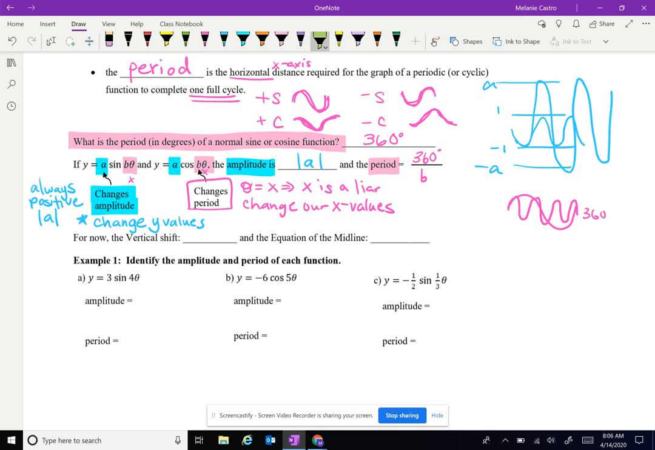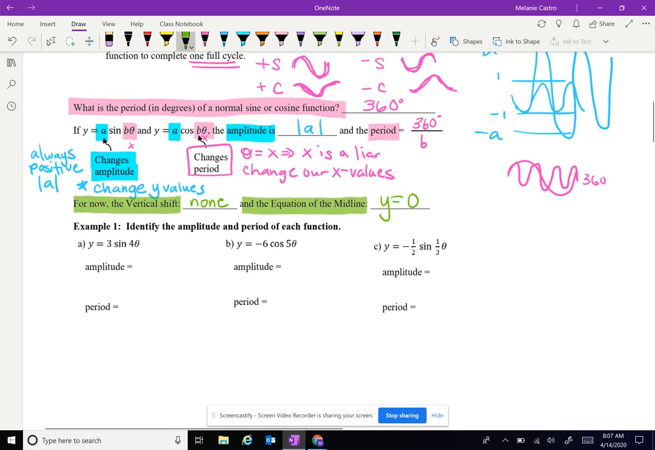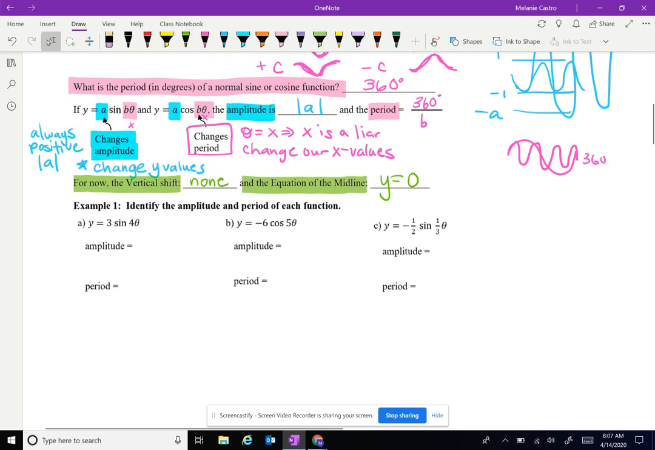There is another type of thing that we can change, and that's where the middle is. So for now, we're not having any type of up and down vertical shift. So the vertical shift right now is just going to be none. And the midline is still going to be 0. Okay, and then day 5, we'll deal with what happens if we put plus something on the end.